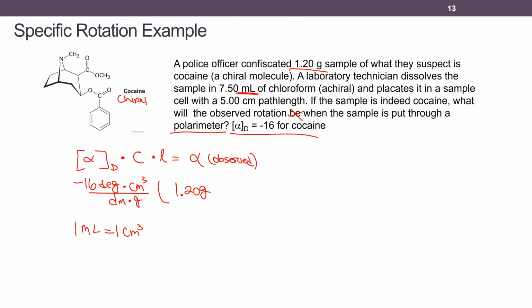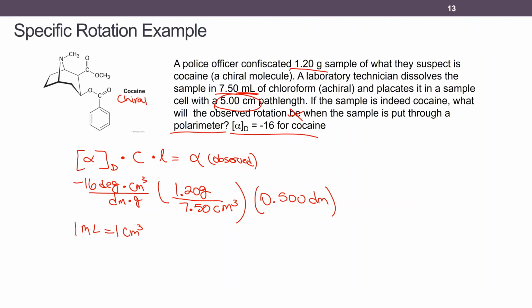1.20 grams of sample, okay, divided by 7.50 cubic centimeters, which is the same as just 7.50 milliliters. 5 centimeters is the same as 0.5 decimeters. Keep the right number of significant figures there: 0.5 decimeters. Okay, so centi meaning 100, deci meaning 10, that's the prefix. So I just divided by 10 to get to decimeters.